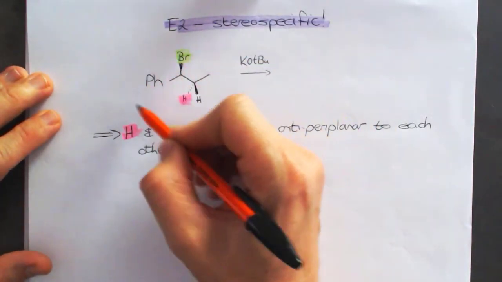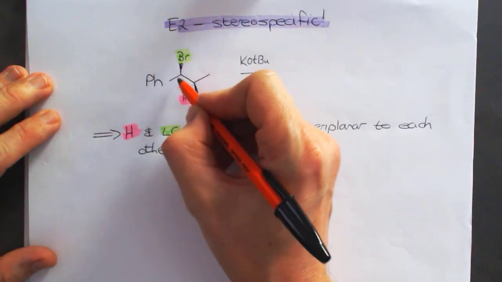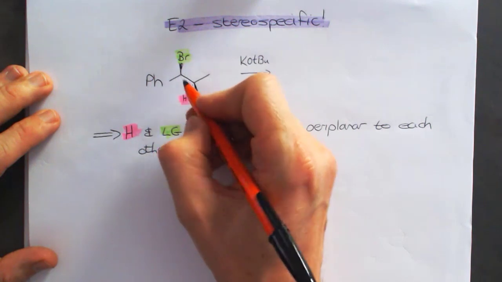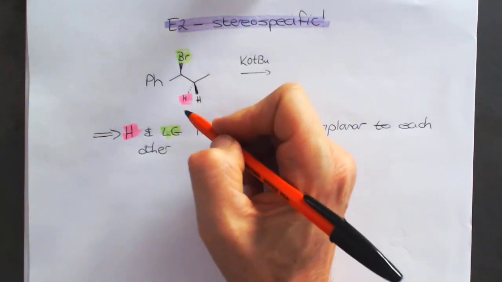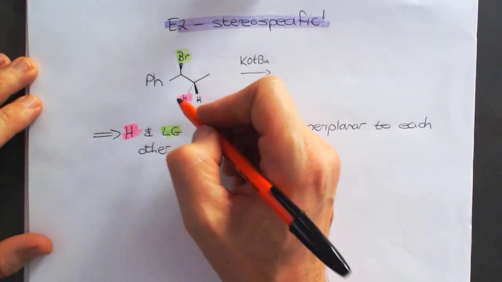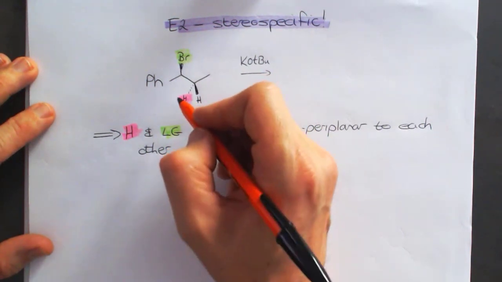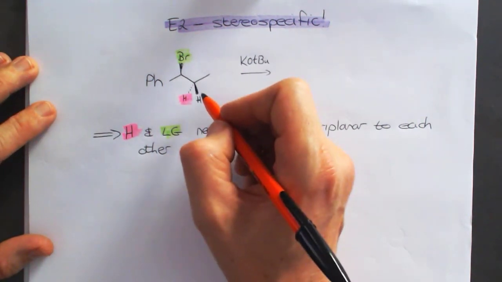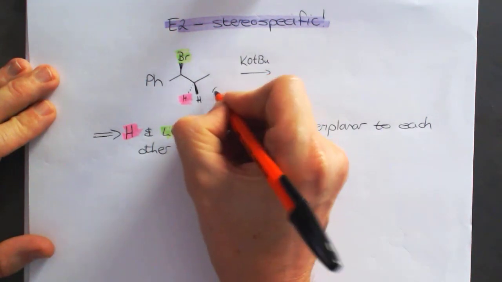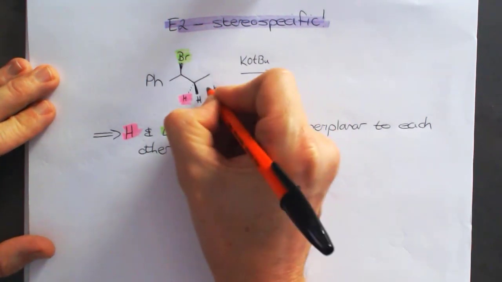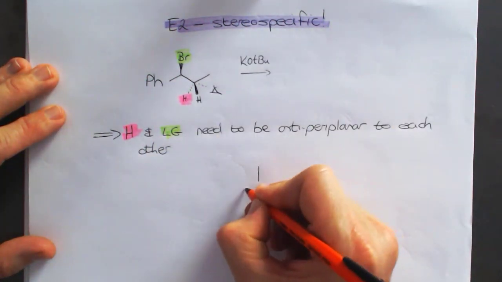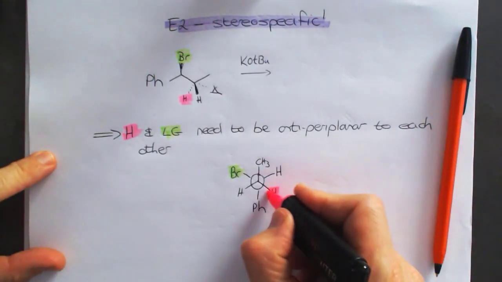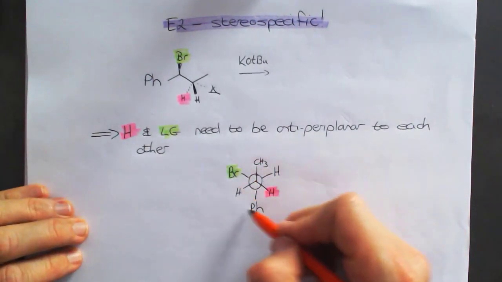What it means is what I've drawn over here, in this conformation of this molecule, the proton and the leaving group have to effectively be on opposite sides to each other. Now, the only way that we can see this nicely is through a Newman projection, which is why drawing Newman projections is so important in this course. So if we look down this bond over here, and we draw out that Newman projection, this is what it would look like. All right, so this is the Newman projection that I've drawn.